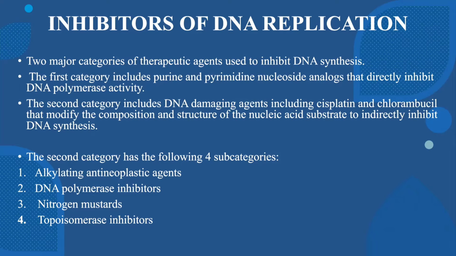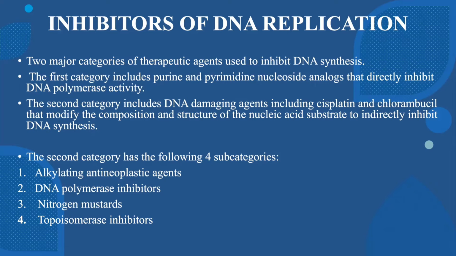These inhibitors of DNA replication are divided into two categories. The first category includes the purine and pyrimidine nucleoside analogs. Analogs means these chemicals are structurally similar to purine and pyrimidine nucleosides, so that these analogs can replace normal purines and pyrimidines in the DNA, thereby affecting the DNA polymerase activity. The second category includes the DNA damaging agents. These can directly damage the DNA, which can affect the structure of the nucleic acid, thereby inhibiting DNA synthesis.